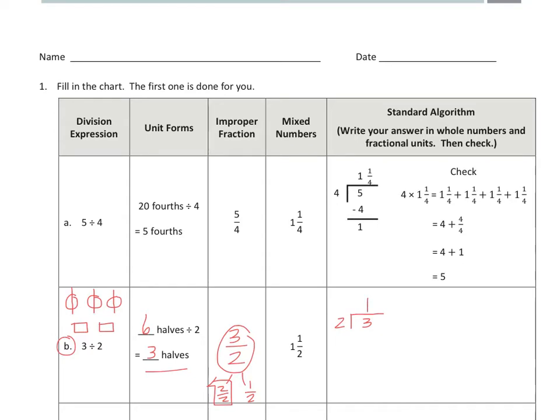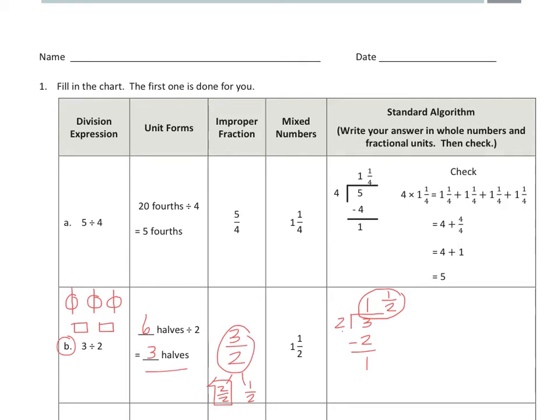Because 1 times 2 gives me 2. And then I would subtract, and that would be my remainder. Well, we can turn that into a fraction. This remainder is actually going to be 1 left over out of our divisor 2. So here's where we get 1 and 1 half by doing long division.